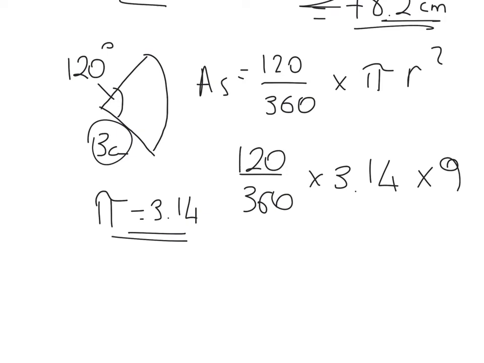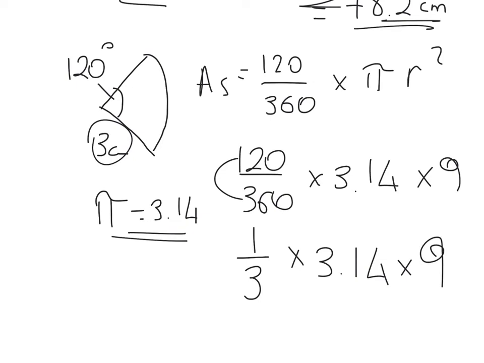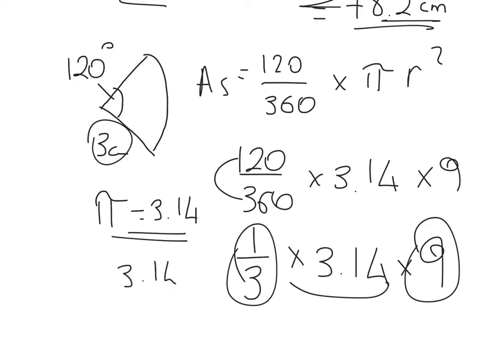At that point, look for simplification. Now, 120 over 360, well, I can divide top and bottom of that fraction by 120. That comes right down to a third. 120 fits into 360 three times. So 1/3 times 3.14 times 9. Now what else can I do here to tidy this up? Well, 1/3 of 9 is 3, so then it's just 3 times 3.14. Take your time with that, 9.42 square centimetres.